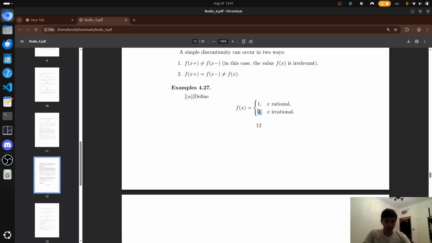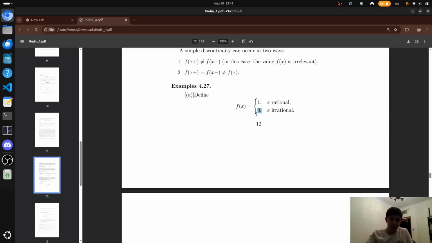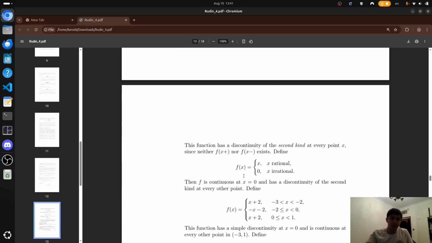Why? Because when you take any rational number, we showed that Q is dense in R, right? And we know that the set of irrational numbers is uncountable like R. So you can always fit a value between the two points that is either going to be rational or irrational. And so it can either take the value 1 or 0. So you're not really approaching anything from either right or left. That means it's a discontinuity of the second kind.